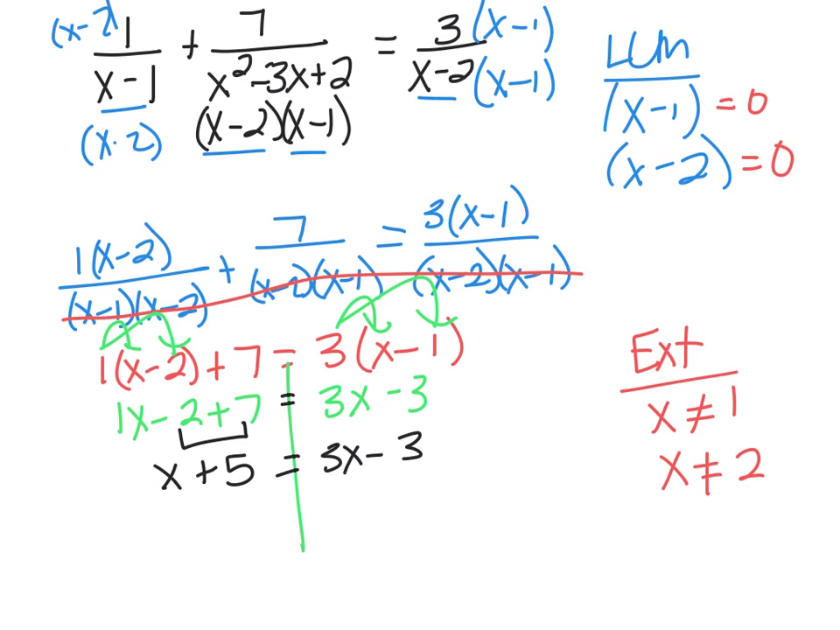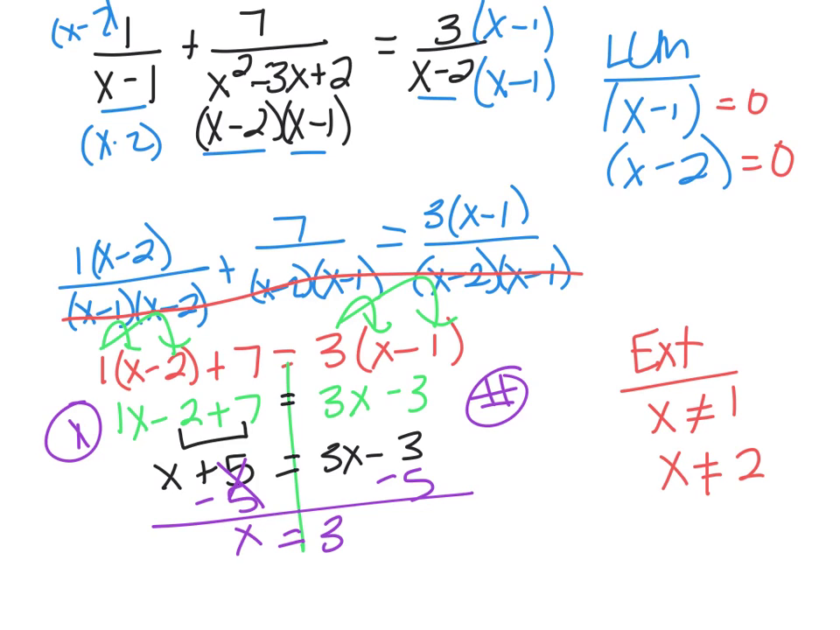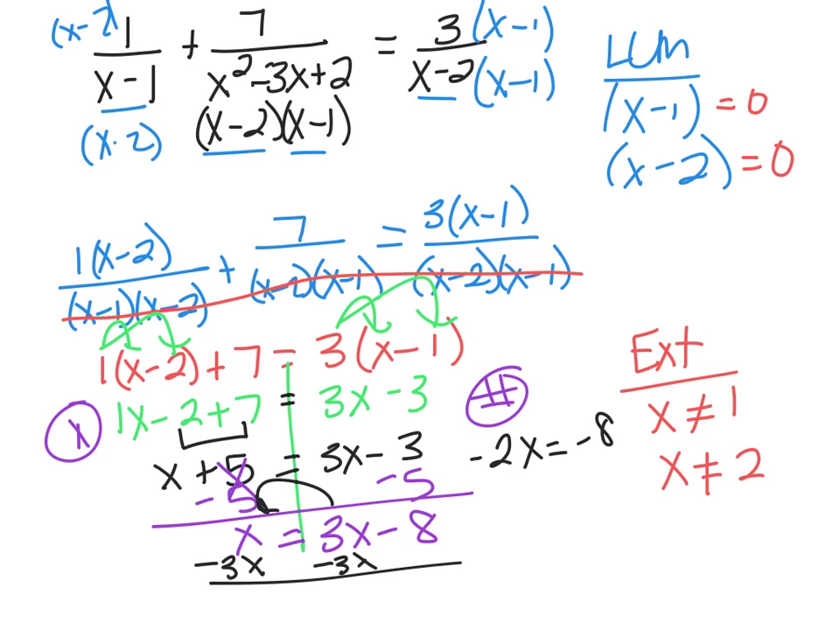Like I said before, I'm a big fan of putting the x's on this side and my numbers on this side, so I'm going to subtract my 5 first to get rid of that, and I have x equals 3x minus 8. My next step would be to move this over here by doing the opposite, so I have minus 3x. When I add this together, I get negative 2x equals 8. Last step, divide both sides by negative 2, and x equals 4.